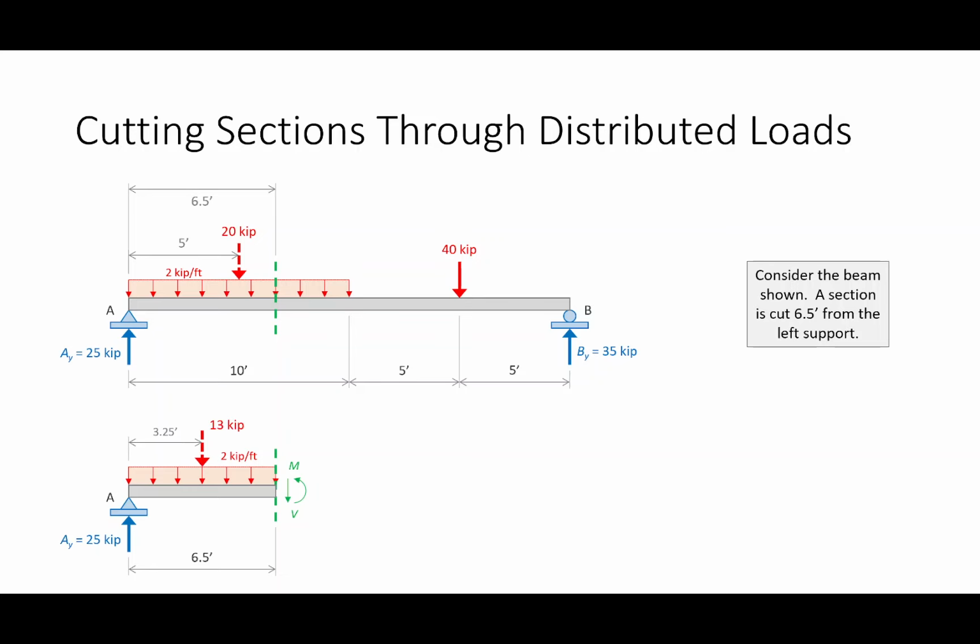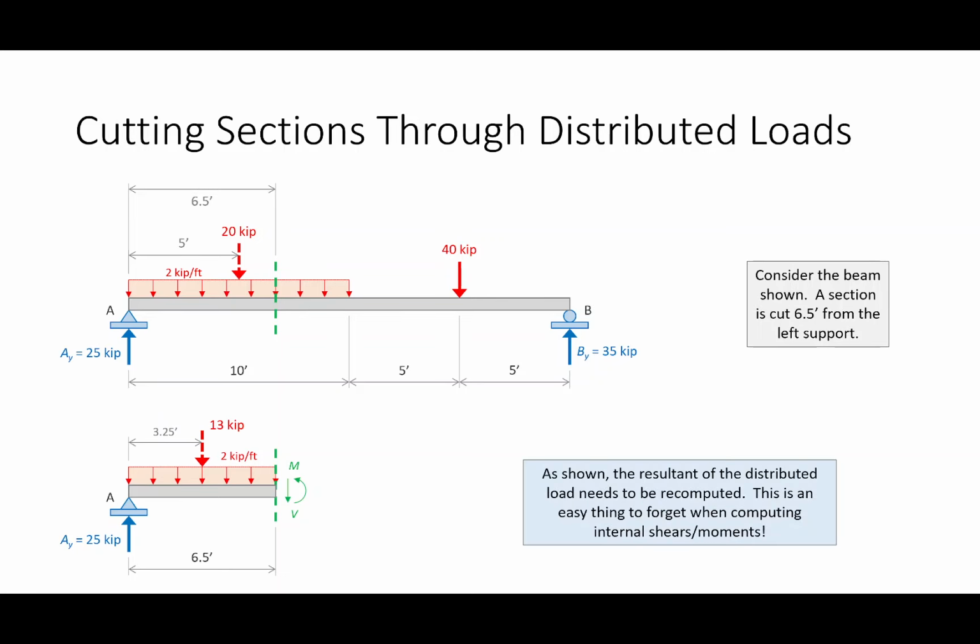I am telling you, I have had so many times on exams and homeworks where students will just use the 20. The 20 was an idealization of the load on the entire beam. I'm cutting a section through the load. I don't have 20 kips here. I only have 2 kips per foot over a distance of 6.5 feet. So that's 13 kips, okay?